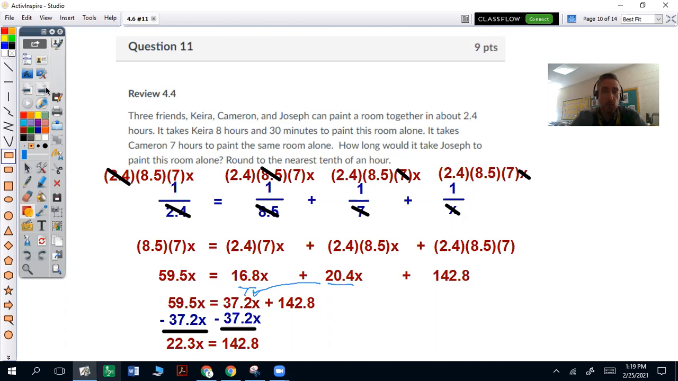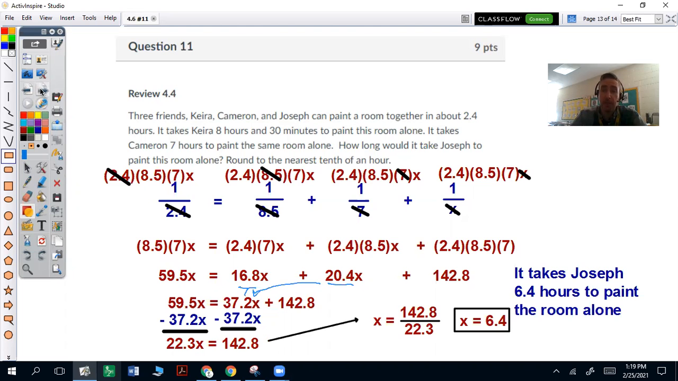Then you're going to divide 142.8 by that 22.3. So when you divide those two numbers, you get 6.4 approximately. So your answer is Joseph is going to take 6.4 hours to paint the room by himself.